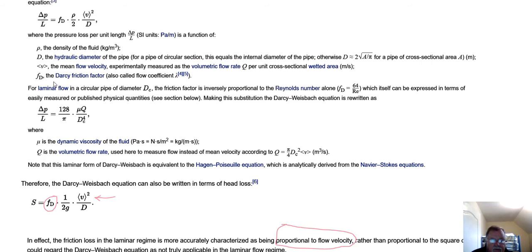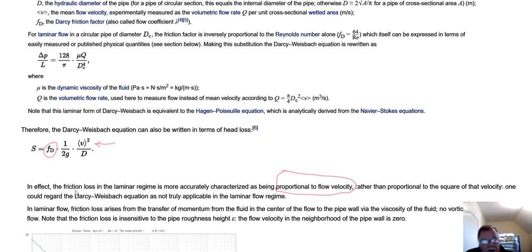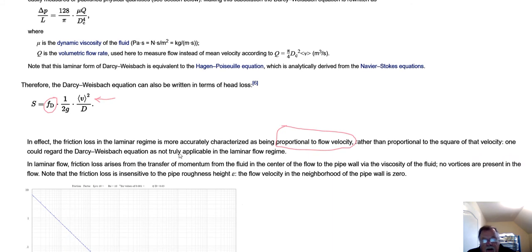For laminar flow, which has a low Reynolds number in a circular pipe, the friction factor is inversely proportional to the Reynolds number. In effect, the friction loss in a laminar region is more accurately characterized as being proportional to the flow velocity. Remember, this is laminar flow, not turbulent flow, rather than proportional to the square of that velocity. So one can regard the formula as really not applicable, but it is.